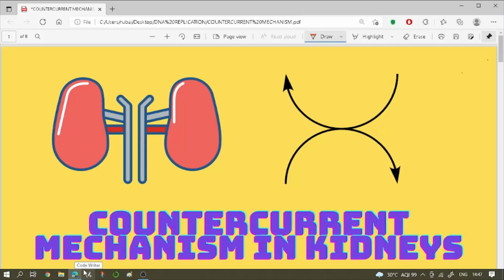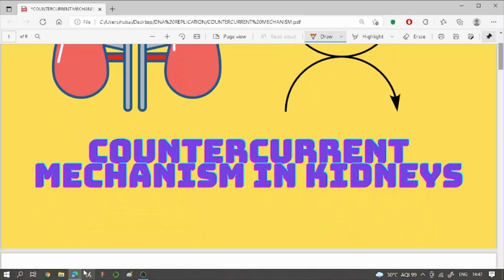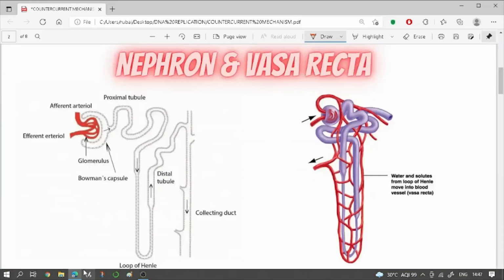Hello. Many students often struggle in understanding this concept of countercurrent mechanism in the kidneys. Let's try to quickly understand this complicated process in simple terms. All of us are familiar with the structure of the nephron.